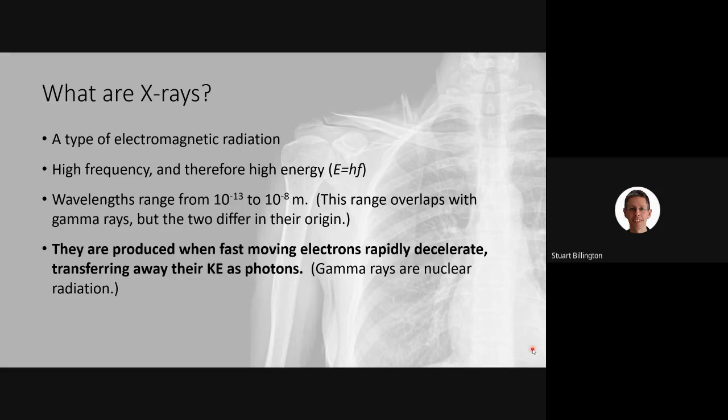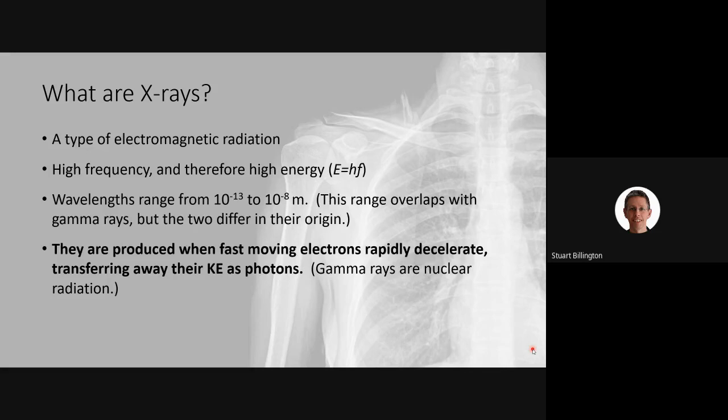Gamma rays, on the other hand, you might remember, are produced in nuclear decays as part of the radioactivity topic, actually, which should be familiar to you from GCSEs. So similar wavelengths for both of them, but one is the acceleration or deceleration of charged particles. The other is nuclear processes.